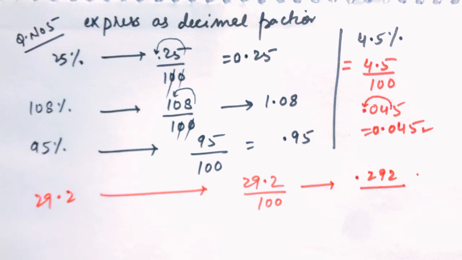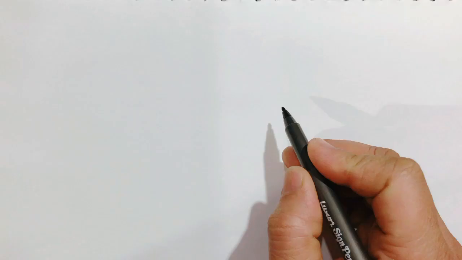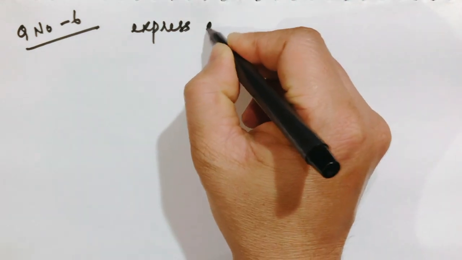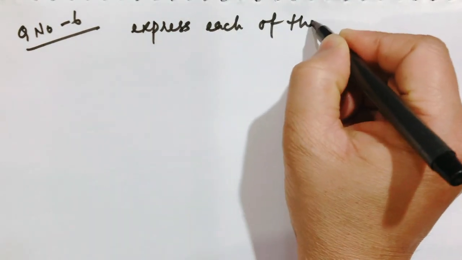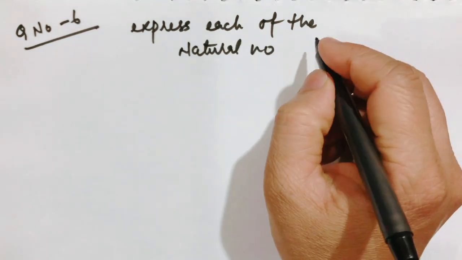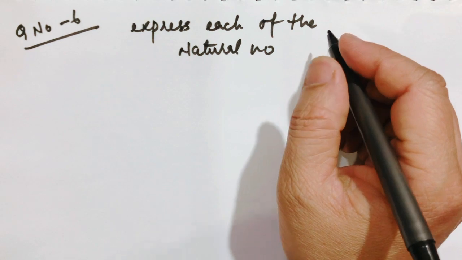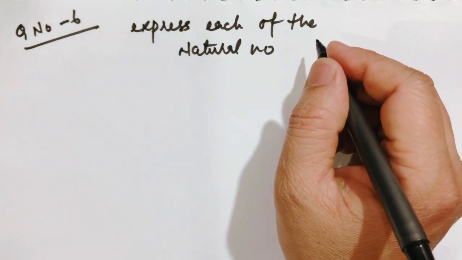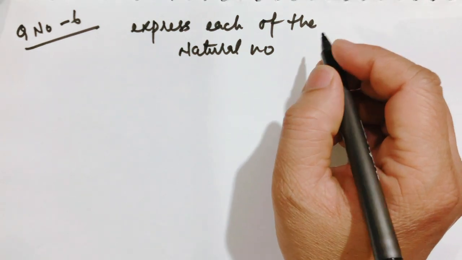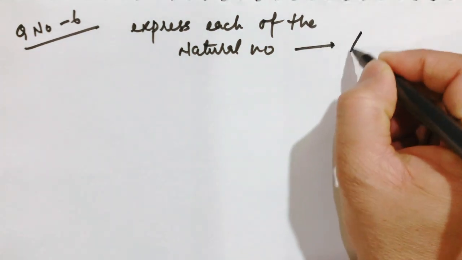Okay. Express each of the following natural numbers as percent. Again the same drama. So moving on to question number 6, we have: express each of the natural numbers as percent. I think you know the meaning of natural numbers. They are counting numbers: 1, 2, 3, 4, 5, 6, 7, 8, 9, 10. All these are natural numbers. So express these numbers as percent.